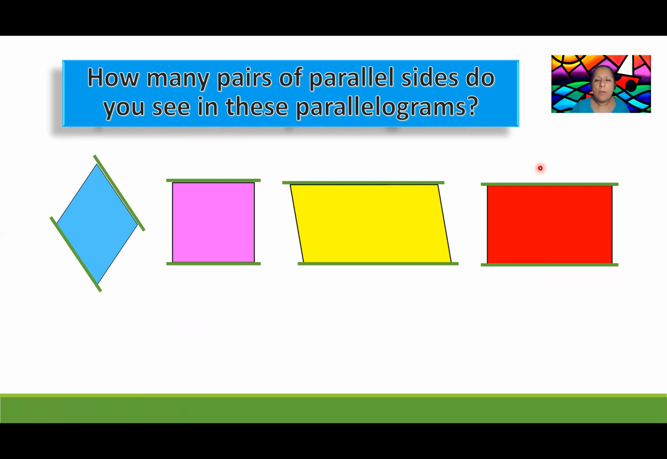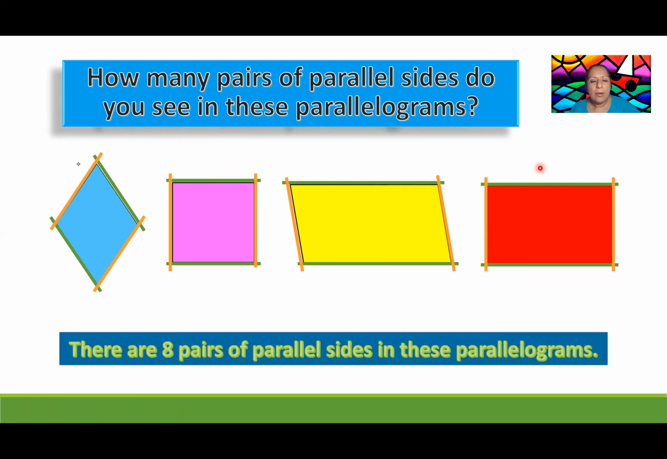But I noticed that we have more parallel lines. So these orange lines are representing another four sets of parallel lines. So altogether, I'm going to have 8 pairs of parallel sides in these parallelograms.